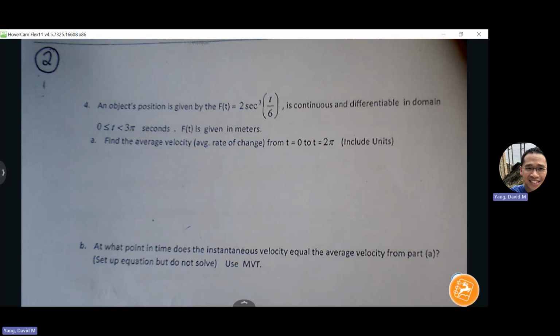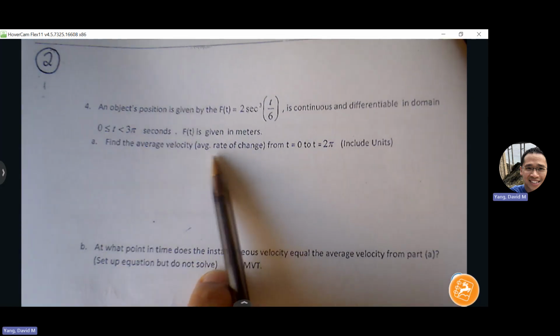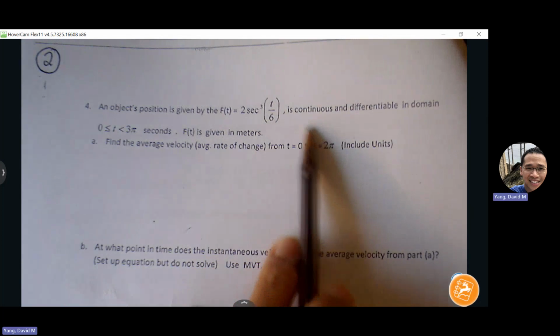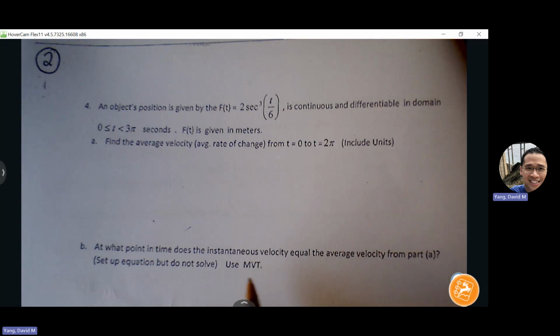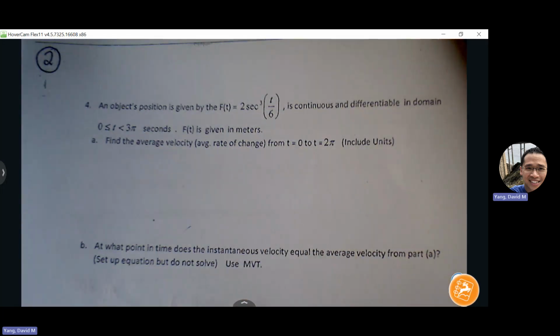All right, let's go ahead and read this problem here. An object's position is given by f of t equals 2 secant cubed of t over 6. It's continuous and differentiable in our domain. Find the average velocity, average rate of change, from 0 to 2 pi. So basically, this is just finding slope, right? Average rate of change is just slope between endpoints. So let's go ahead and find our ordered pairs. And then this is going to lead into something that's MVT related, but part A first.